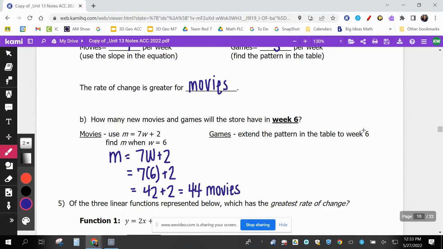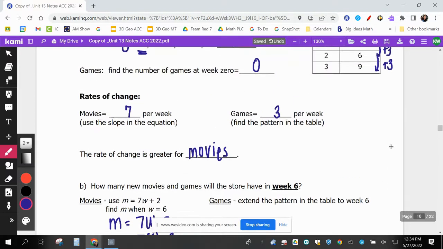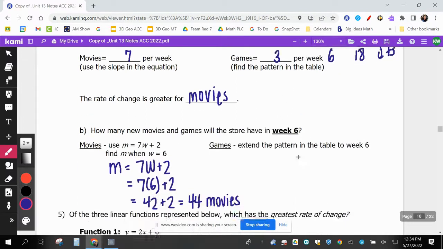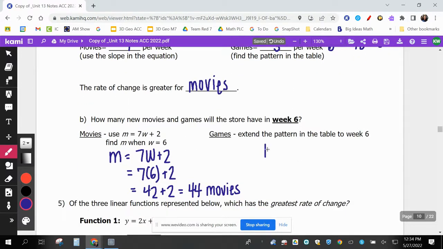Now for games, we're going to extend the pattern in the table for week 6. So if 4 weeks go by, let's add 3, there's going to be 12 games. 5 weeks go by, add 3, 15 games. 6 weeks go by, add 3, 18 games. So there'll be 18 games after 6 weeks.